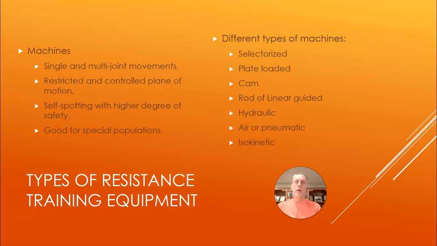With machines, different manufacturers have different patents on their machines, and the different machines will be for either single-joint or multi-joint purposes. Because of the way the equipment is made, it often has a restricted and controlled plane of motion. But the point I want to make is that on a continuum of risk, most people associate selectorized equipment with being the least risky to an individual.